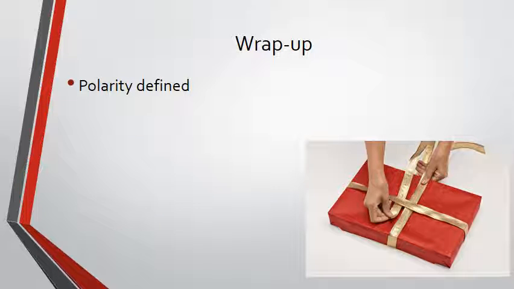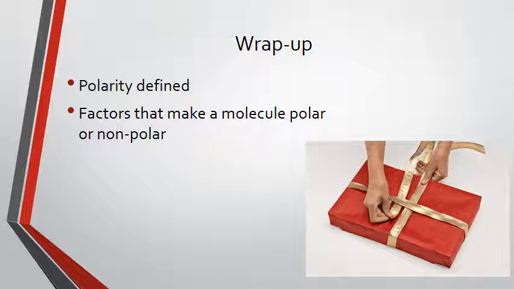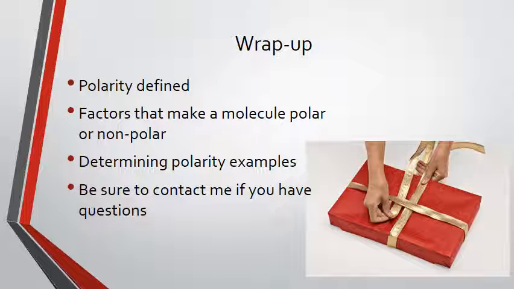To wrap up this lesson, we defined what polarity was. We talked about factors that make a molecule polar or nonpolar. We need a polar bond and it to be not symmetrical. That's for a polar molecule. We did some examples of determining polarity. Work the homework, and of course, let me know if you have any questions.